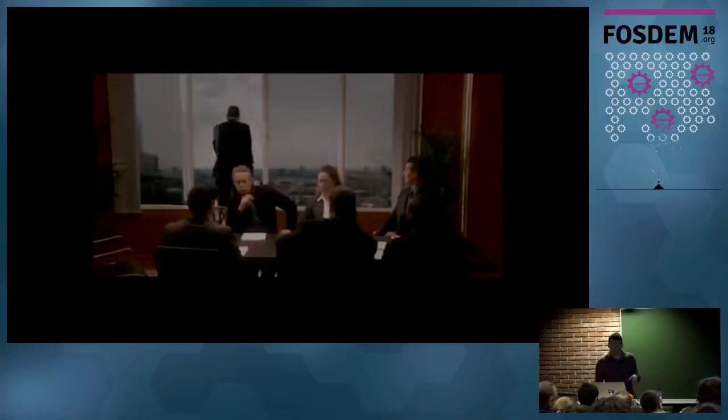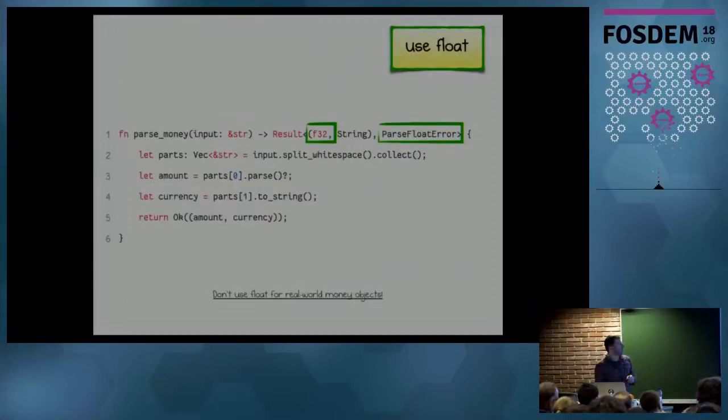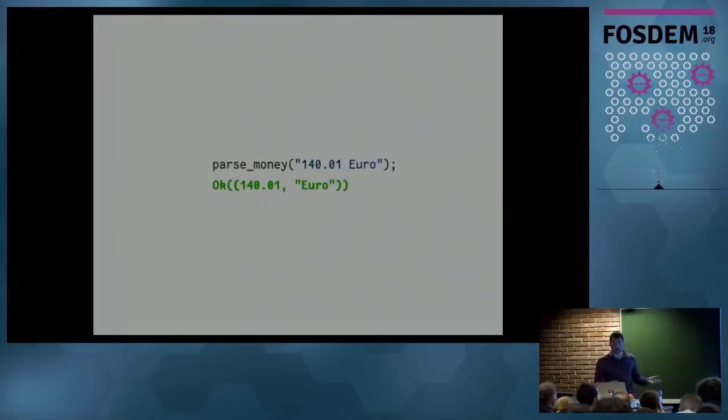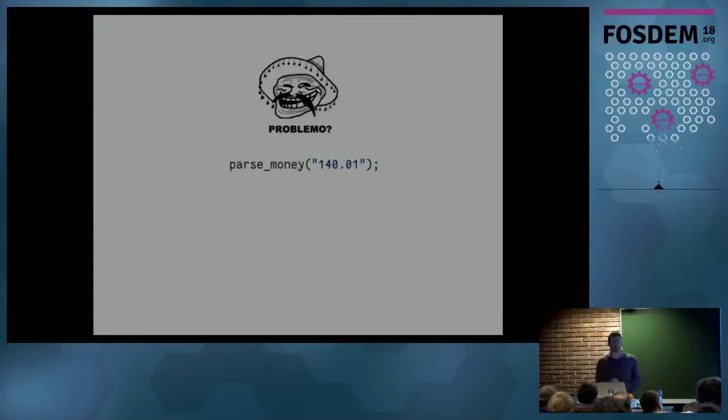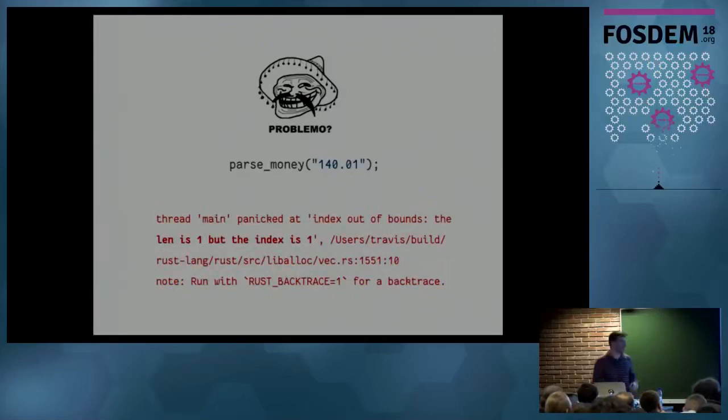Let's go back again. We have that float 32, and we return the parse float error now. So with that, when we parse that thing, we actually get the first real result, which is our tuple of float and then a currency. What about this one? OK, we are missing a currency. That's an error variant, because we can hardly know what currency that is. And what happens if we run the code? Well, we burn, because we die at runtime again, because it says len is 1, but index is 1.